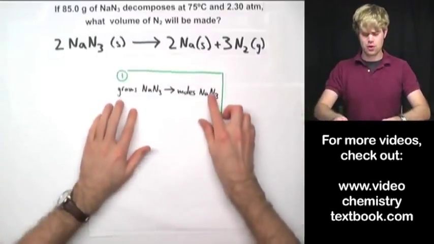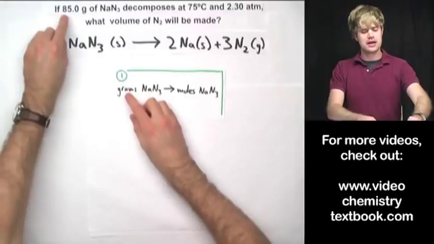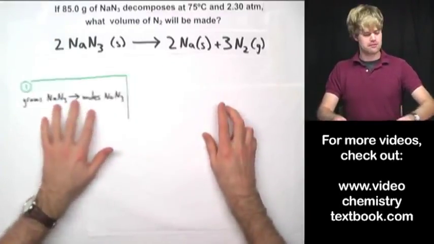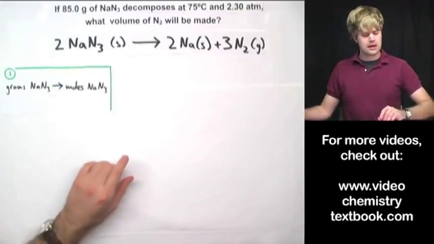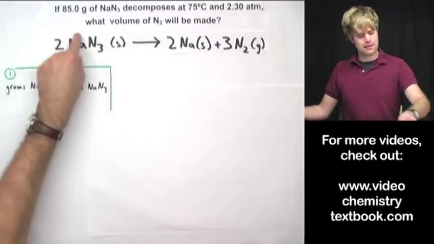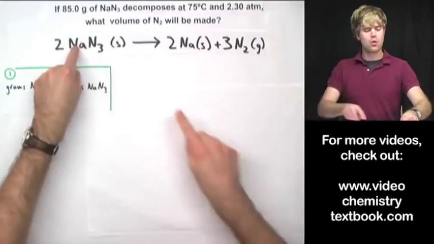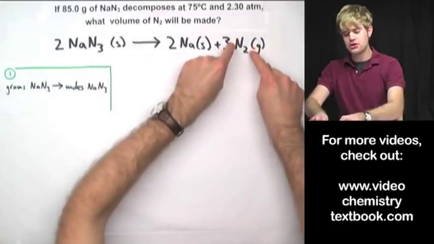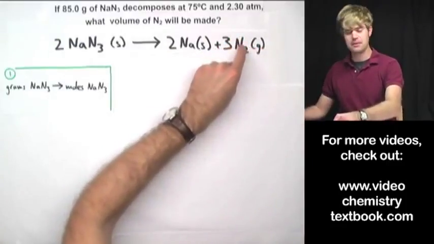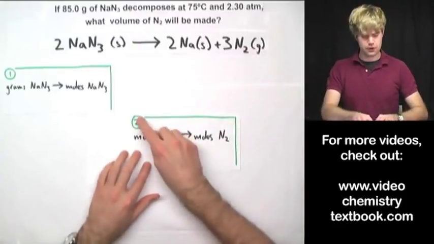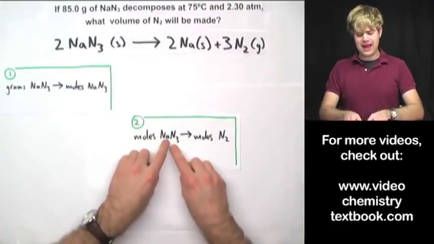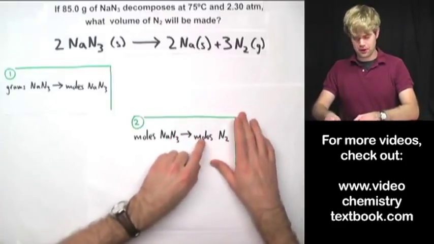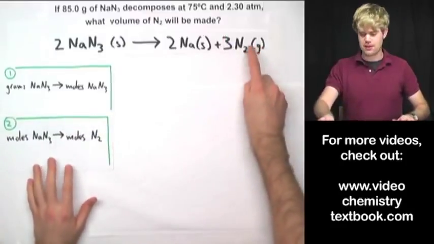So the first thing that I'm going to want to do, number one, is take the grams of sodium azide and convert those to moles of sodium azide. Okay, there's my first step. Now, after I have the moles of sodium azide, I'll know how much of this I have. Then I'm going to want to take that number and use it to find out how many moles of N2, how many moles of nitrogen gas I'm going to end up getting. So step 2 is going to be moles of NaN3, and use that to figure out how many moles of N2 I get. Okay, so then I find out how many moles of nitrogen come out of the equation.